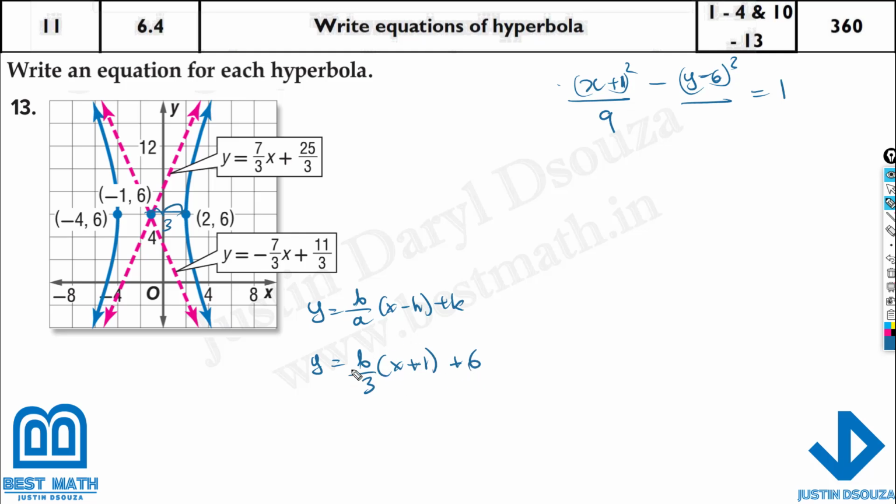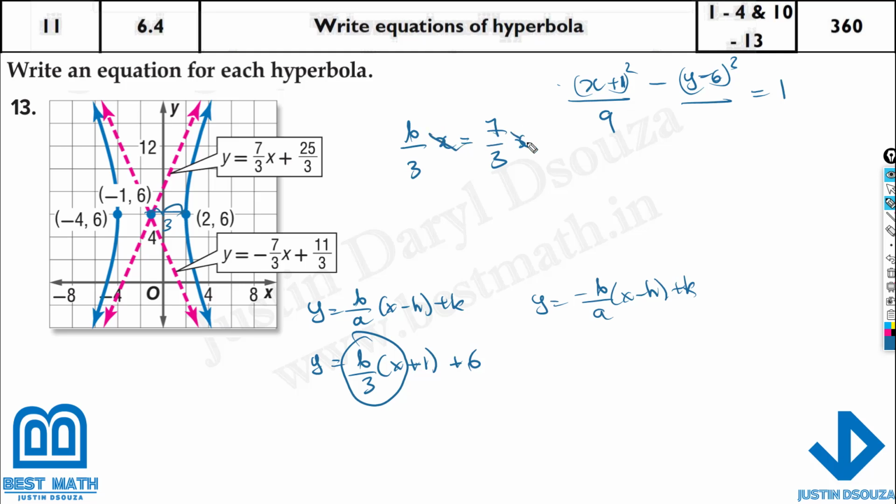Now I'm not going to do everything, just focus on this part with x. It's b by 3x, that must be equal to, what is this? 7 by 3x. Now if you're thinking why not minus, this is actually 2 equations. This is one equation and one more equation will be minus b by a times x minus h plus k. I'm just going to stick with the positive value, okay? The same slope will have minus as well. Don't look at the constant, just the slopes.